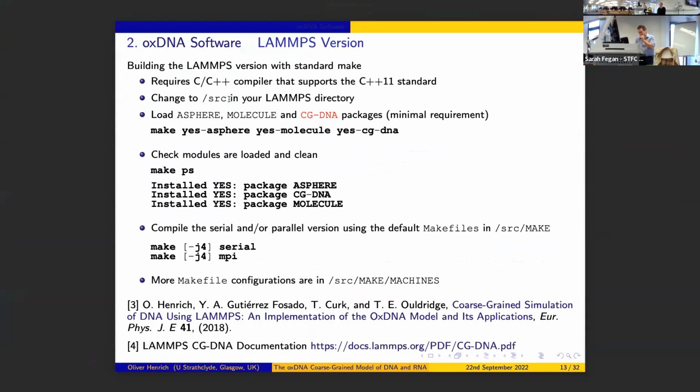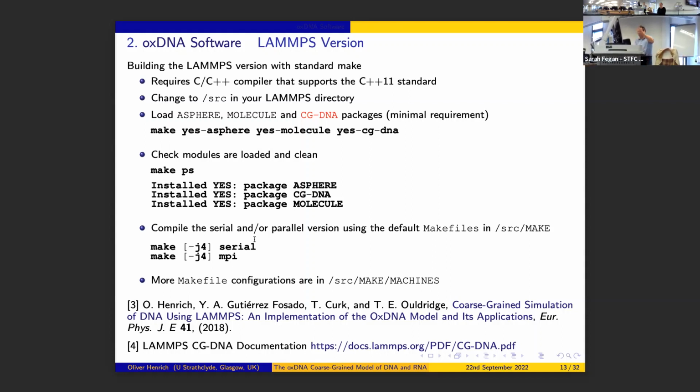So you then change into the source directory, and then for oxDNA you load these 3 modules. One is called asphere, so we have rigid bodies. Then molecule, because we have the single-stranded DNA chains, and then cgDNA, and that's done with the traditional make way here, which make comes with your Unix system, so it should just work out of the box. So you load these modules, and then you just check with make ps that you have them loaded.